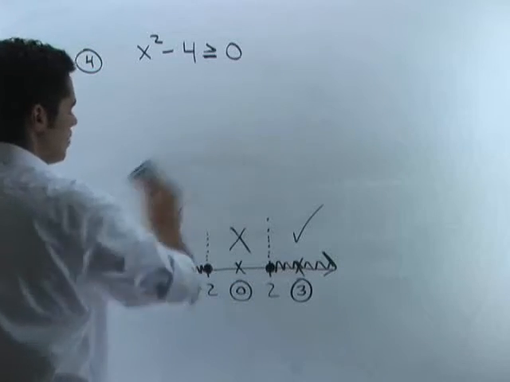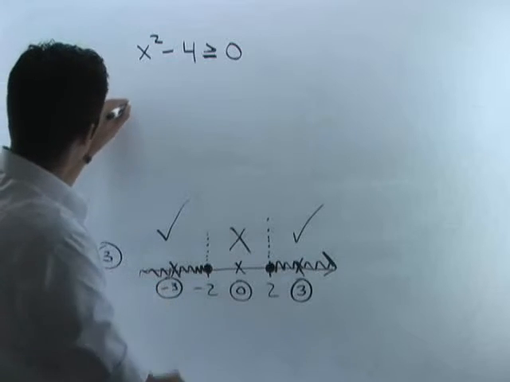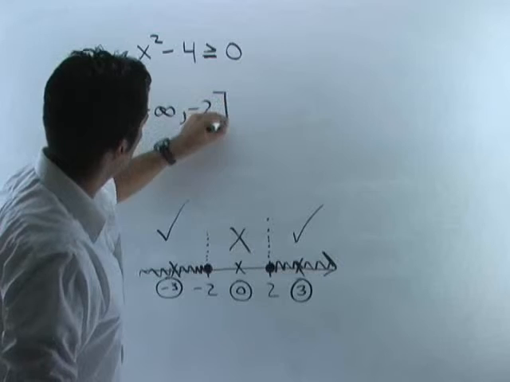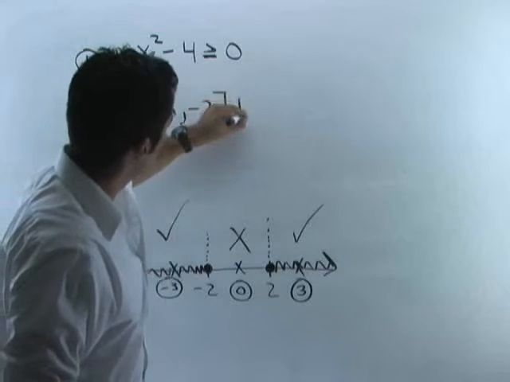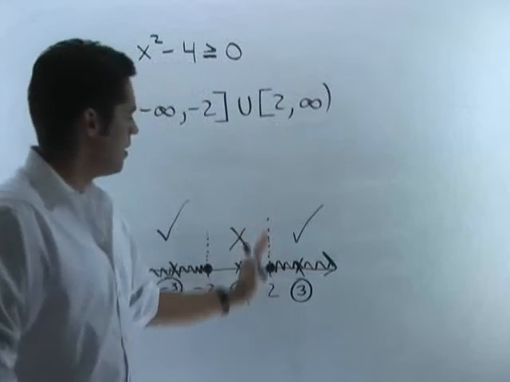Now I'm ready for my final answer, which is going to be in interval notation. It's everything to the left of -2, that's negative infinity, all the way up to -2, include -2, so that's a bracket, unioned with another bracket from 2 on to infinity, that's from here over.